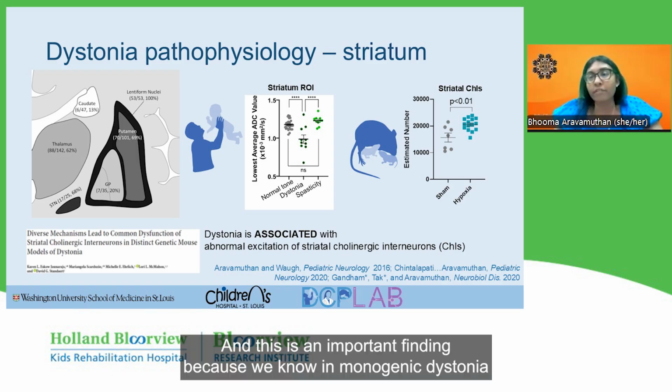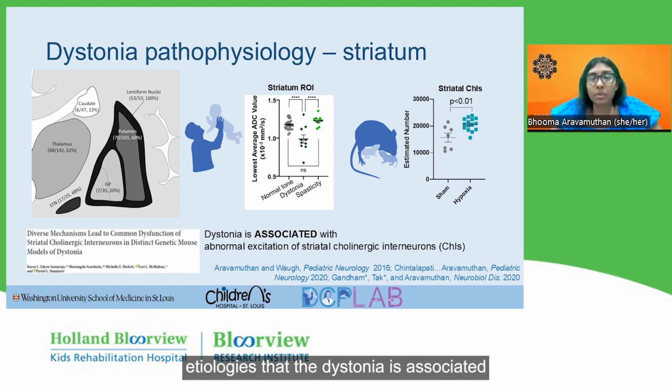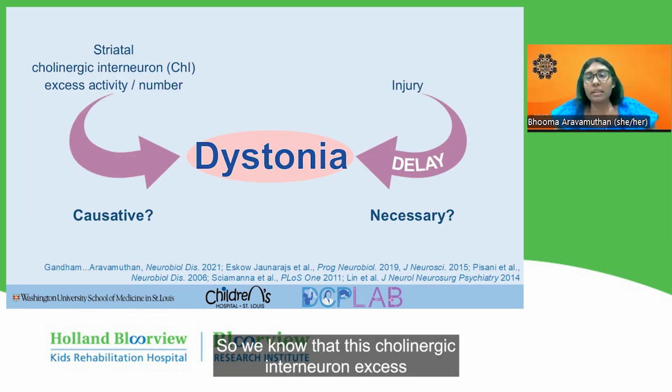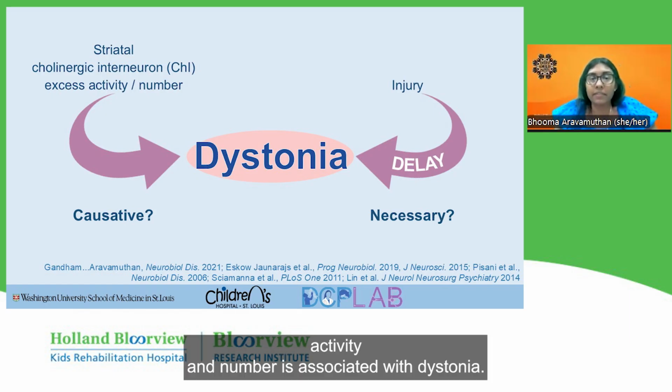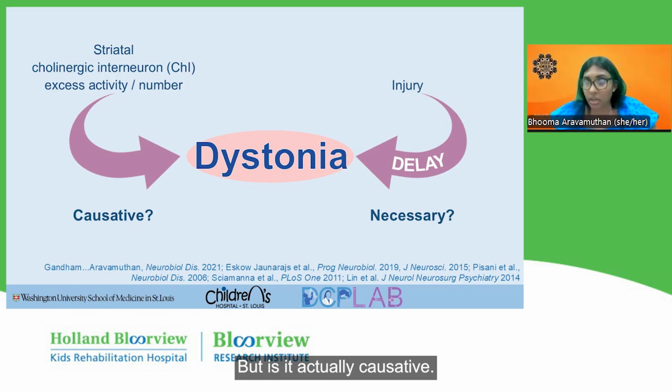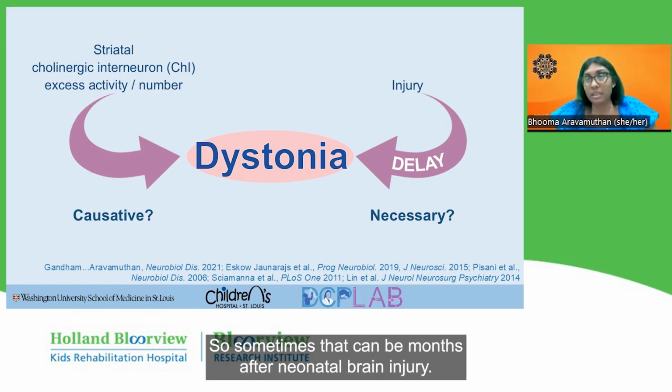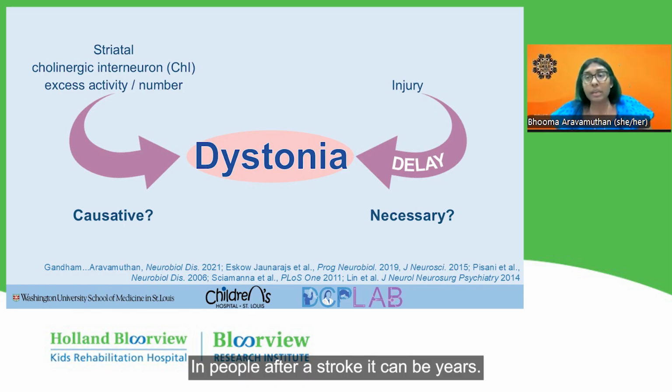And this is an important finding because we know in monogenic dystonia etiologies, the dystonia is associated with abnormal excitation of striatal cholinergic interneurons. So we know that this cholinergic interneuron excess activity and number is associated with dystonia, but is it actually causative? We also know that there's typically a delay to seeing dystonia after injury. So sometimes that can be months after neonatal brain injury. In people after a stroke, it can be years.